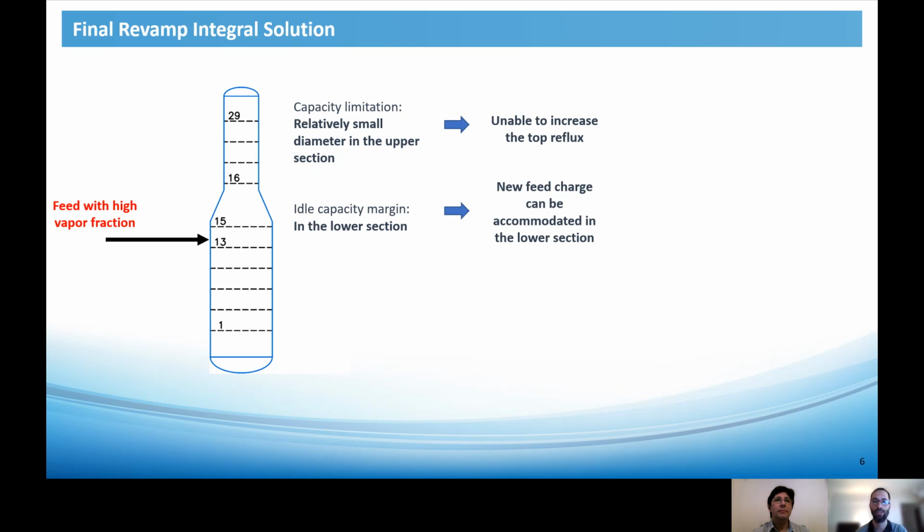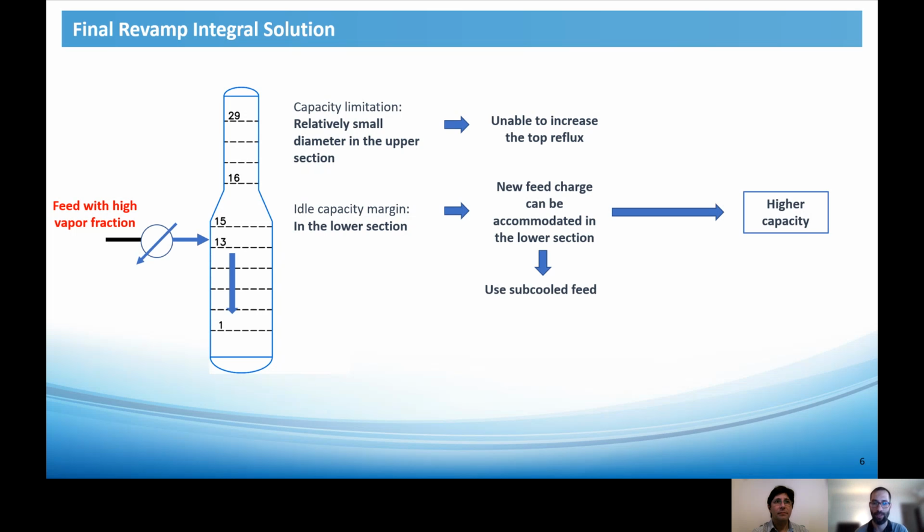That made it impossible to increase top reflux to get a higher purity in the top product. However, we also saw idle capacity in the lower section of the column. We could manage the increase of the flow rate there, so we focused on how to improve the fractionation power by using this idle capacity.